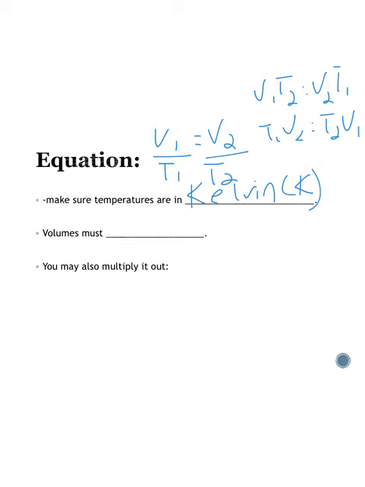Celsius you would, though. Think about if you plug that in this equation and the T's were negative, you'd be getting negative volumes. That wouldn't make any sense. You can't have a negative volume. So that's why we need to use Kelvin. The volumes must match.